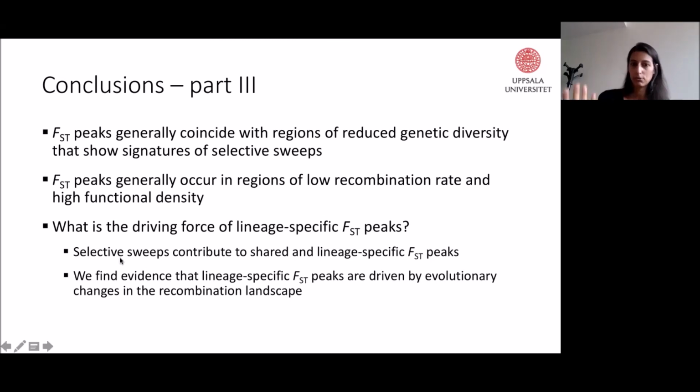At least we don't find evidence in our flycatcher system that lineage-specific FST peaks are the result of lineage-specific adaptation, because sweep signatures are found also in the shared peaks.